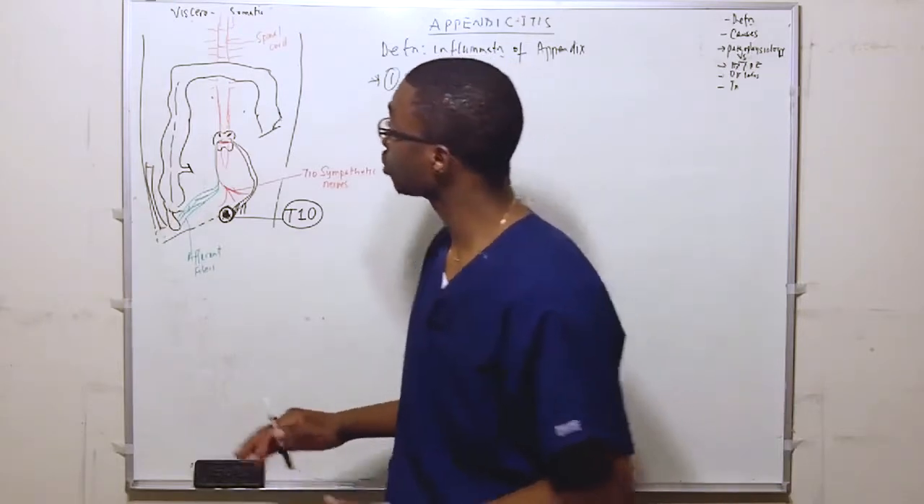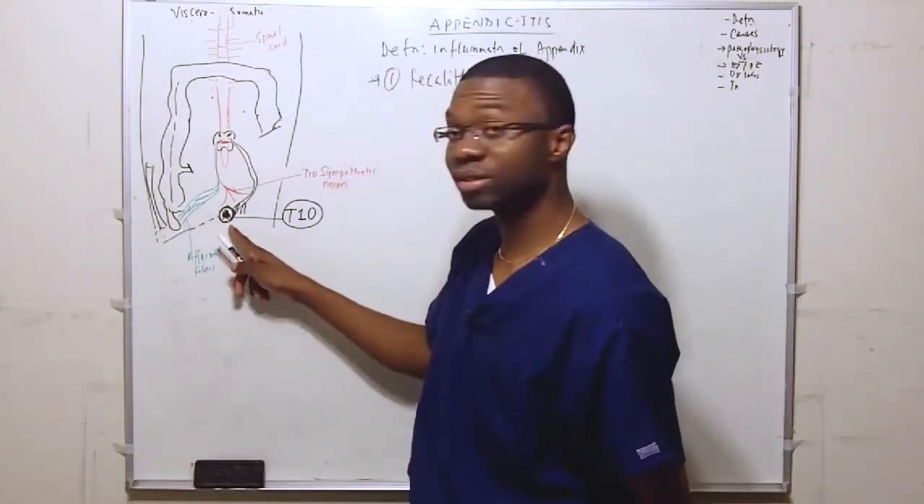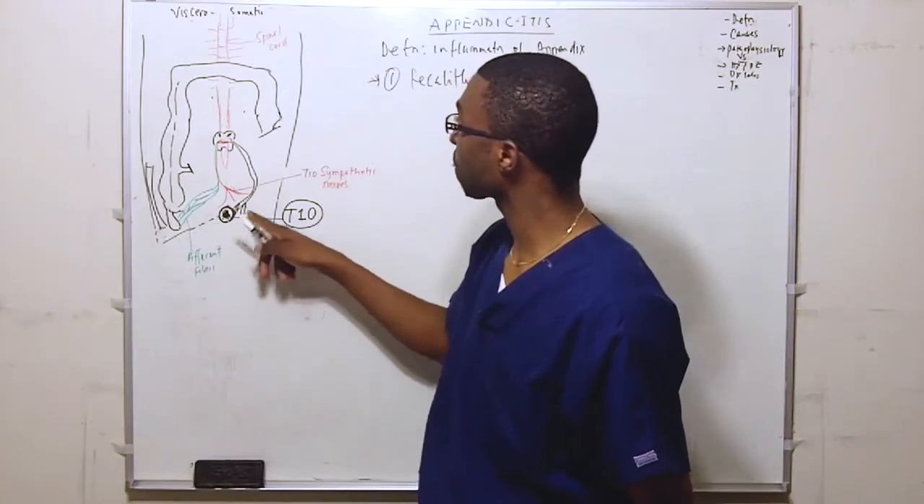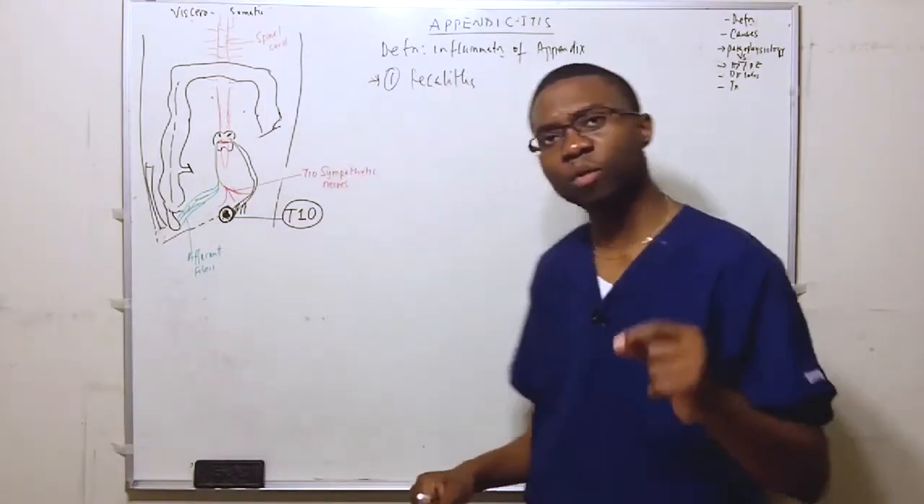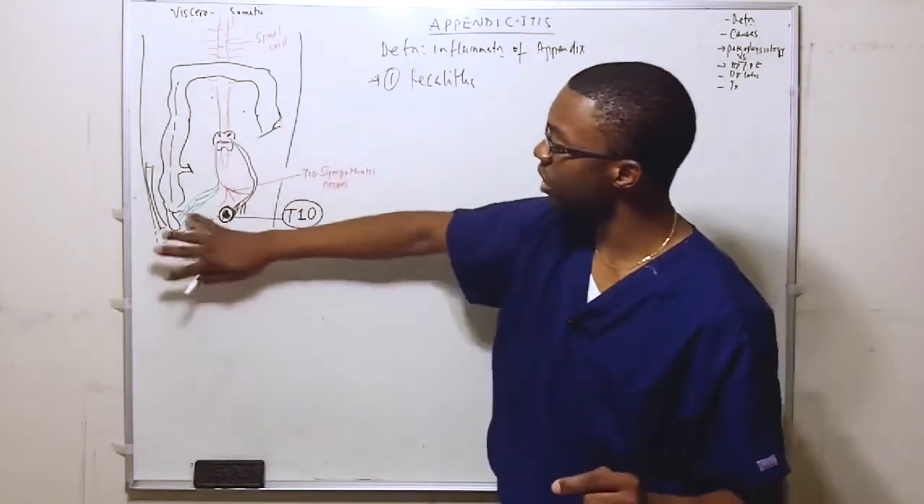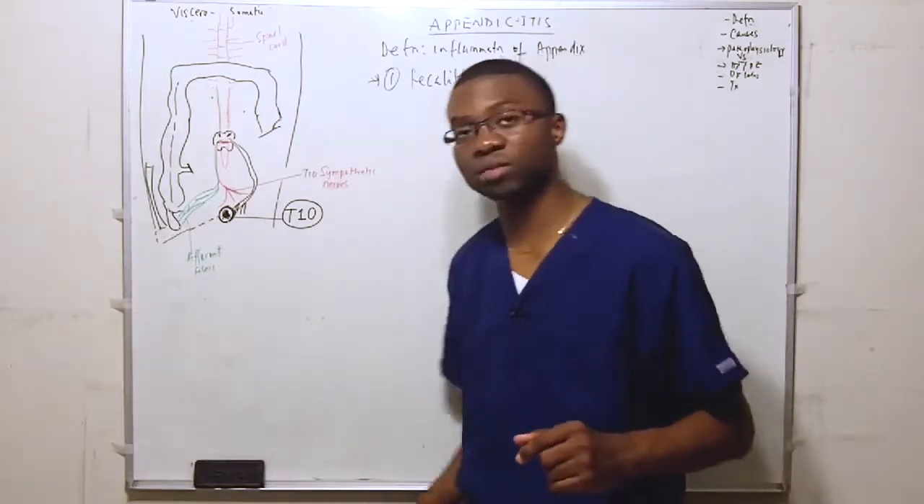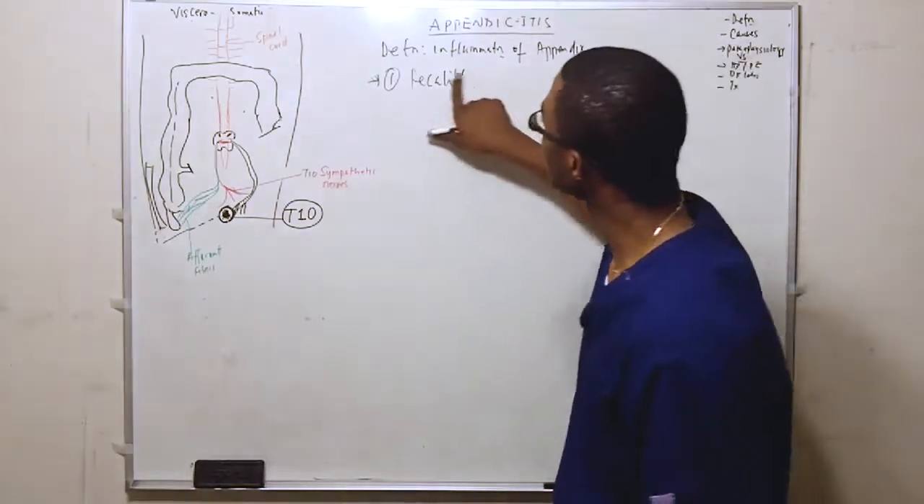Now, I want you to see something. This is the belly button, right? That's the periumbilical area. And I just drew the spinal cord because we're going to talk about pathophysiology. But before we go into that, now that I've seen where the appendix is, usually in the right lower quadrant of the belly, what could cause this?